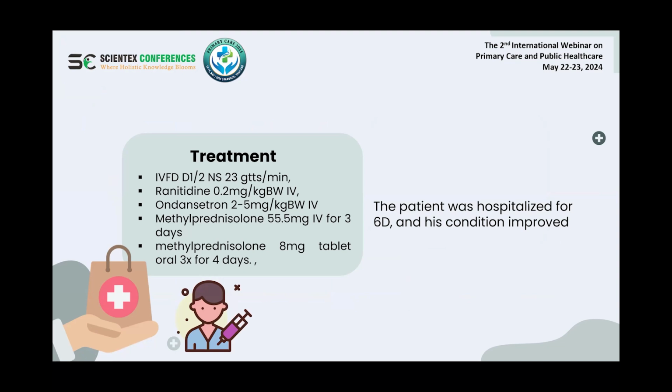And for the treatment, he got hydration therapy with half the intravenous fluid, followed by supportive therapy like intravenous ranitidine, intravenous ondansetron, and then continued with methylprednisolone 55.5 milligram intravenous on the first day till the third day, followed by methylprednisolone 8 milligram tablet 3 times a day from the third day till the sixth day. Then the dose was slowly reduced, and this patient was treated for 6 days and showed a significant improvement in his condition.